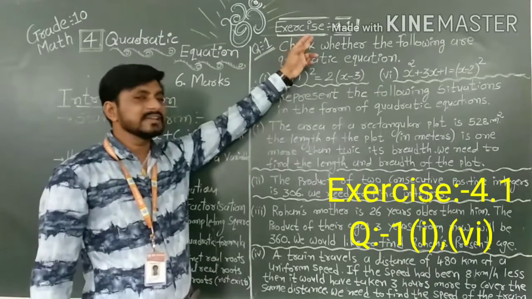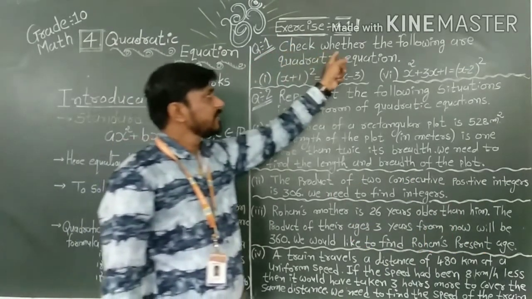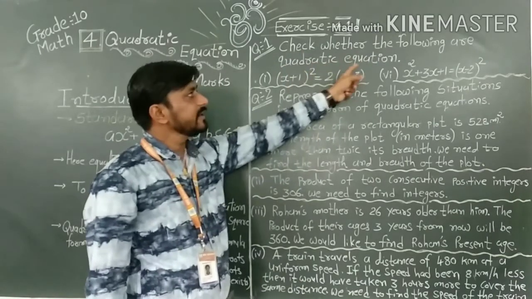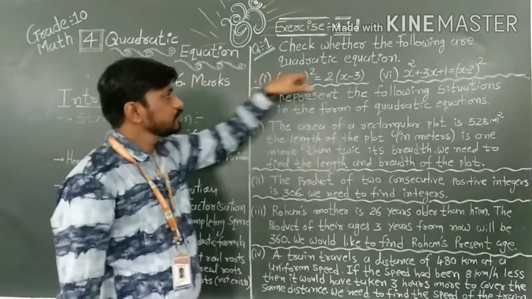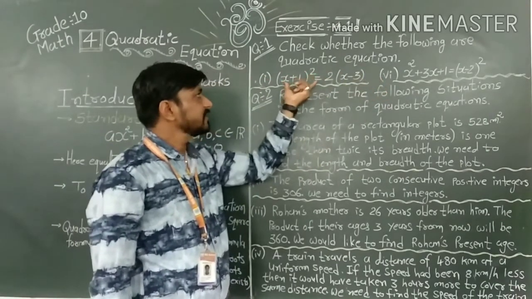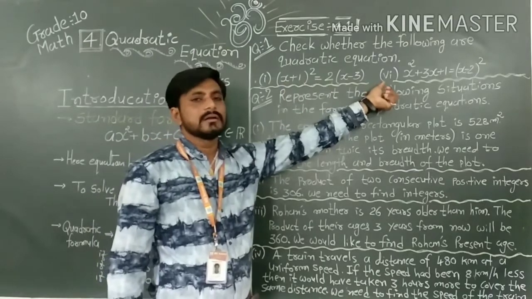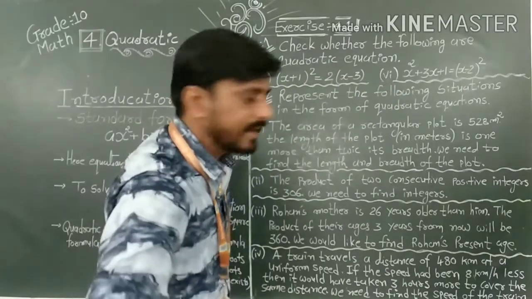Look, what is exercise 4.1? Question number 1. Check whether the following are quadratic equations. We want to check whether these two are quadratic equations or not. This is the first example and this is the number 6 example. Now look here, everyone.